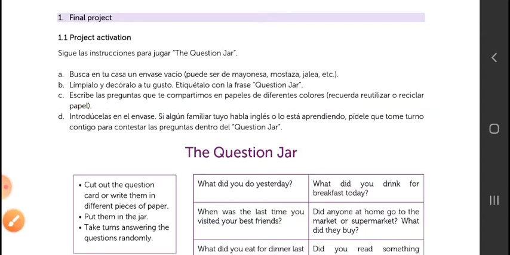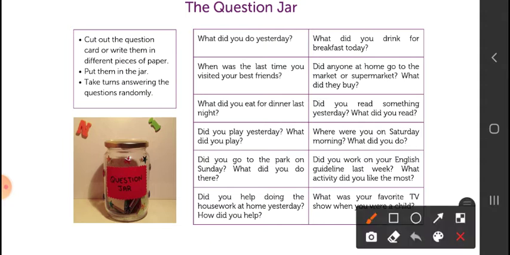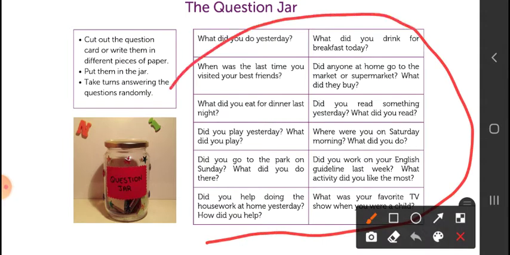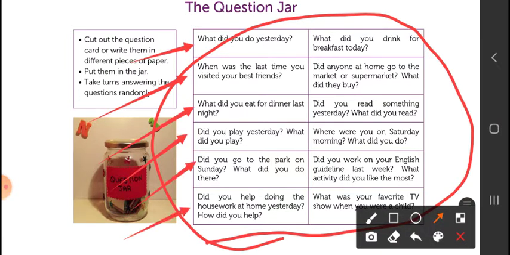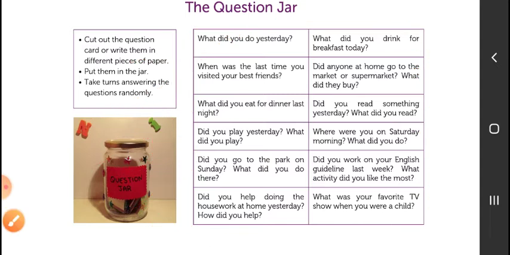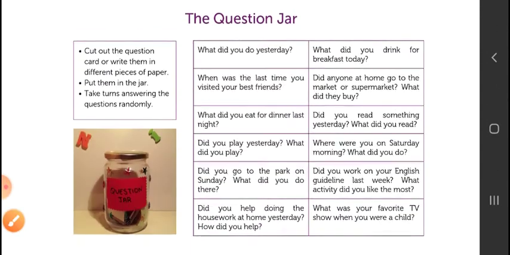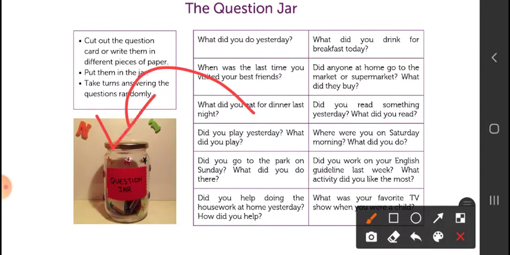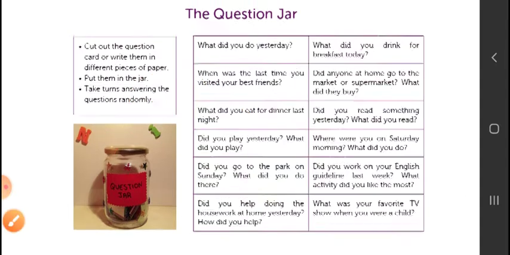Recuerda utilizar o reciclar papel, ¿ok? So you write these questions in pieces of paper, ¿ok? En pedazos de papel, escribes estas questions. Escribe una question por cada cuadrito o por cada pedacito de papel. One question in each piece of paper, ¿ok? And then you put them in the jar. Y las coloca adentro del frasco. You put them in the jar.